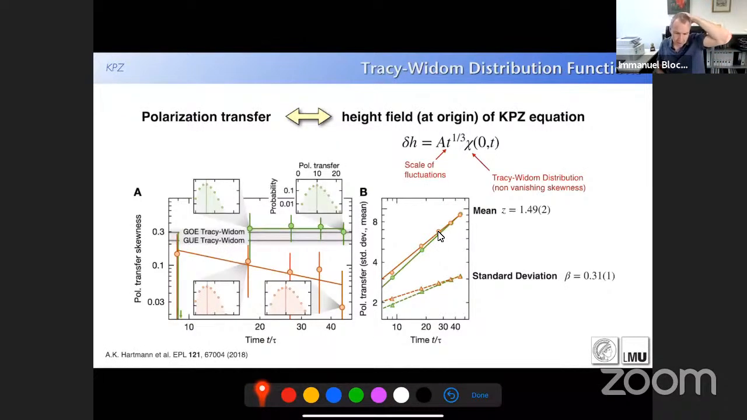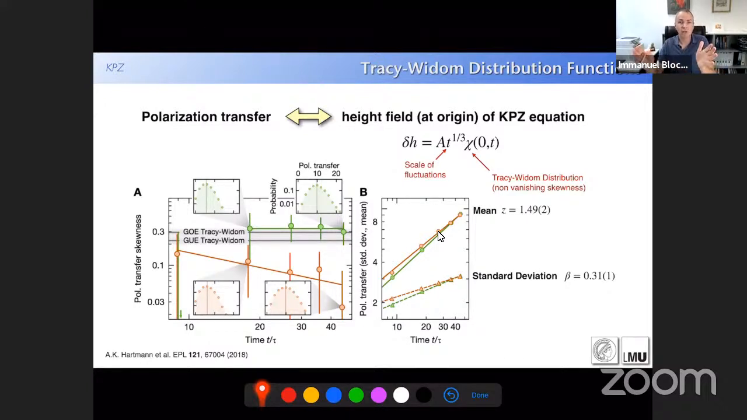Now let me give you an even stronger argument. This transport superdiffusion itself is not a priori proof of KPZ. You need to dig a little bit deeper. And remember what I told you about the KPZ equation. It was all about the fluctuations, about KPZ universality, that the fluctuations of the height field scaled like t to the 1/3, and that the underlying distribution function was this non-symmetric distribution function. It turns out that these height field fluctuations directly map onto our polarization transfer fluctuations. What the height field fluctuations are in the KPZ are for us the polarization transfer fluctuations.